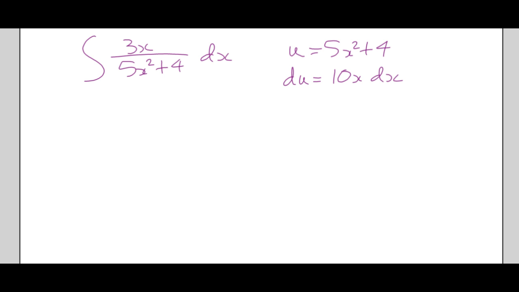Multiply by 3/10. So 3/10 du will be equal to multiplying by 3/10 the 10x dx, which is 3x dx, right? So we now get to replace the 3x dx with 3/10 du. Now, 3/10 being a constant, we can just put it out front. So next line we're going to write is 3/10 integral. We've taken care of the 3x dx. We now have this, which will be 1 over u du.